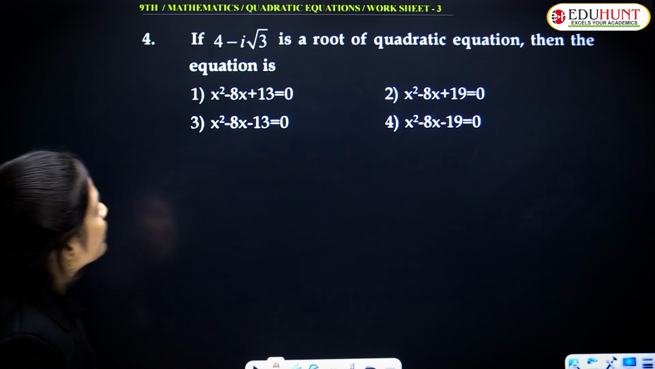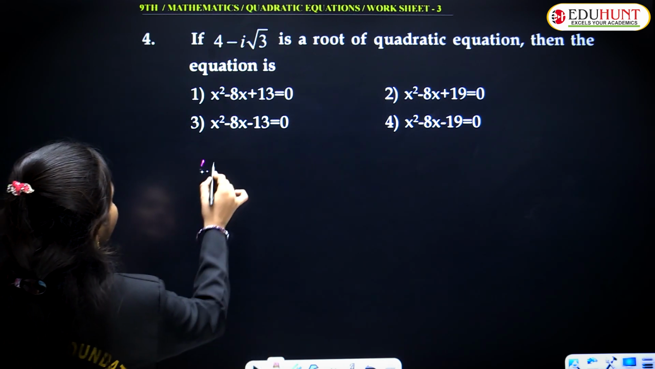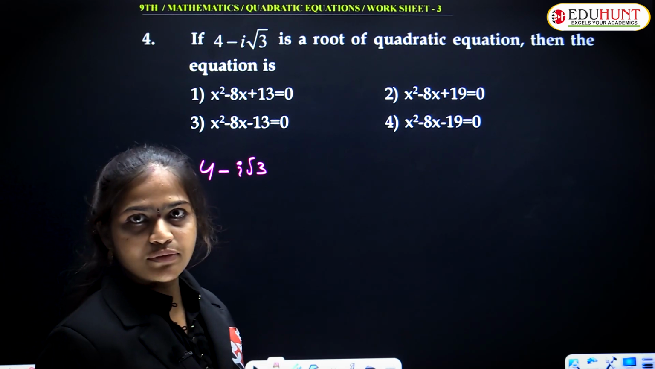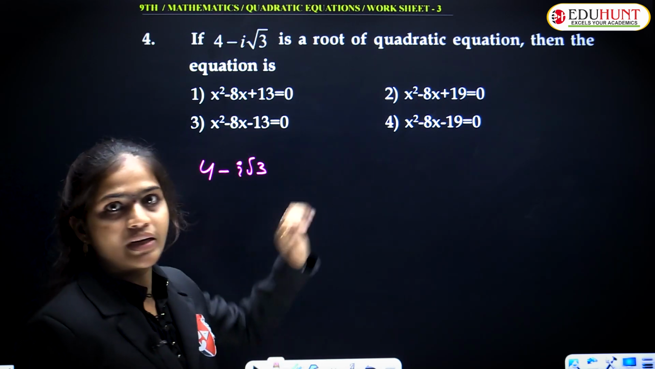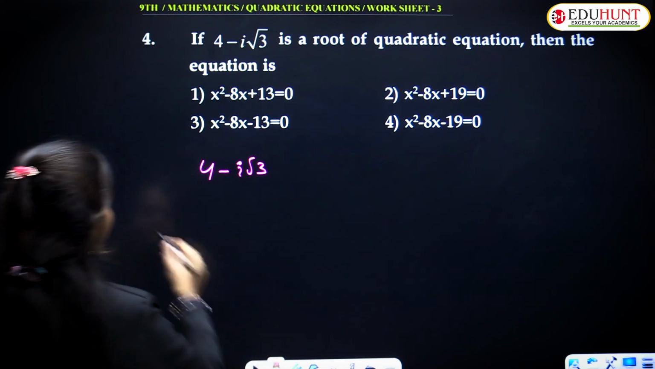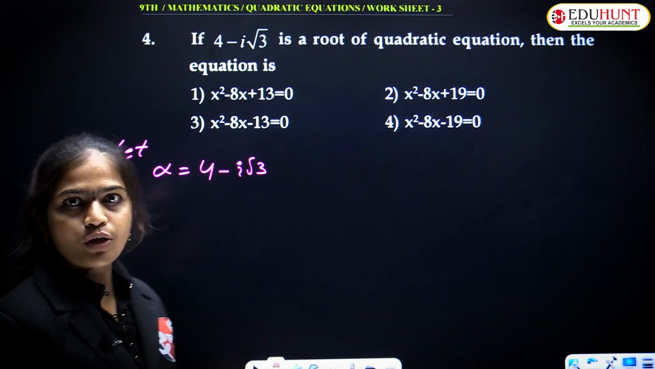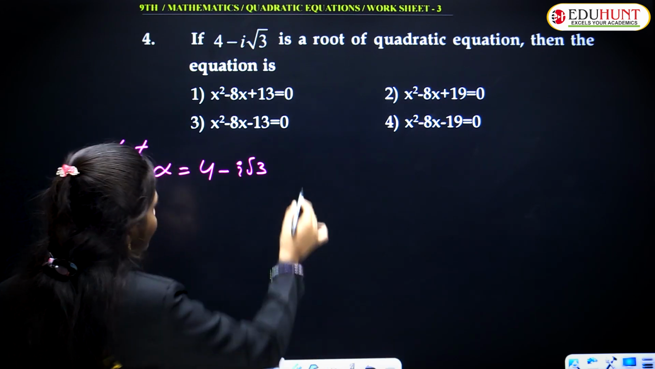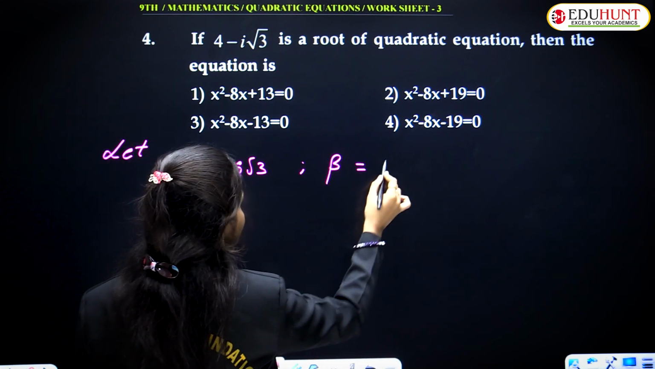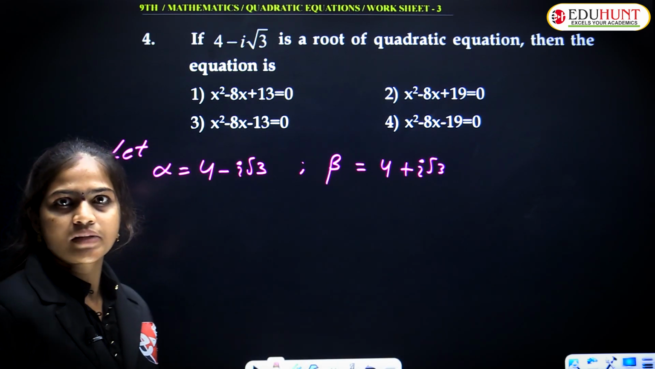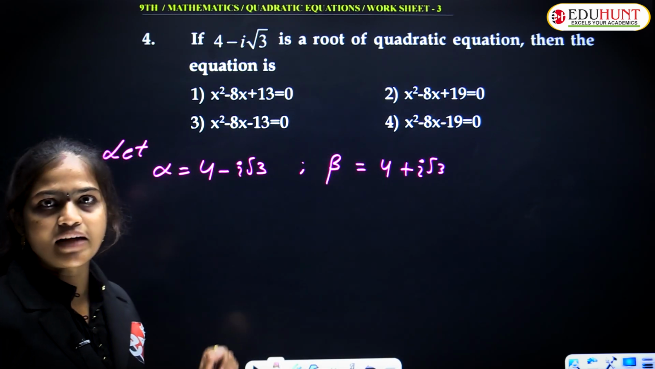Yes, here also, if 4 minus i root 3 is one of the roots of a quadratic equation, we need to find that quadratic equation, right? So that's why here they gave one of the roots, that is alpha is equal to 4 minus i root 3. So we are habituated with this one, no? So what is that? Beta is equal to 4 plus i root 3. Understand? Conjugate roots we have to take here.